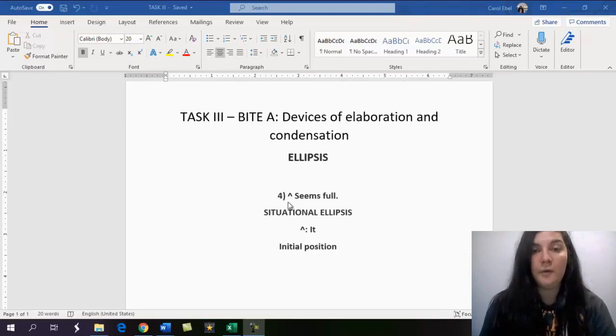In exercise number 4, we can see there's situational ellipsis at the beginning of this clause. The missing element in this clause is the subject pronoun it. As it occurs at the beginning of the clause, we can say it happens in initial position. In this case, we can see there's not enough information surrounding this clause, so we need to recreate a kind of situation in which this could have happened. Maybe the speakers involved in this conversation are talking about a type of container.